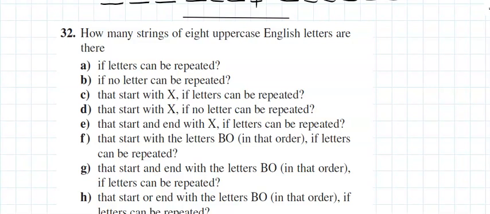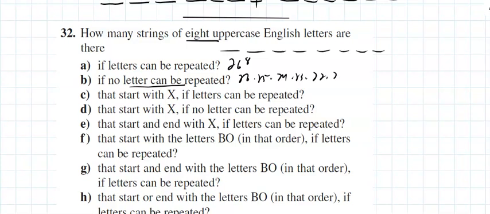32. How many strings of 8 English letters are used there if letters can be repeated? So we have 8 in each case. So 1, 2, 3, 4, 5, 6, 7, 8. That's 26 each. That's 26 to the 8th power. Massive number. How about if no letter can repeat? Isn't that 26 for this first, 25, 24, 23, 22, 21, 20, 19? Whatever that number is.